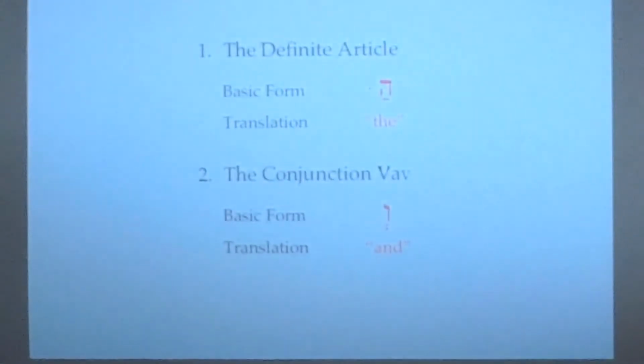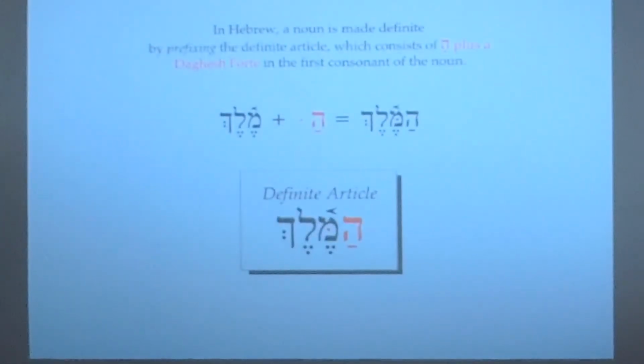Okay, here we go. Let's look at the slides. There we go. That's what you're getting briefed today. In Hebrew, the noun is made definite by prefixing the definite article, which consists of a he with a patak underneath plus a dagesh forte in the first consonant of the noun.